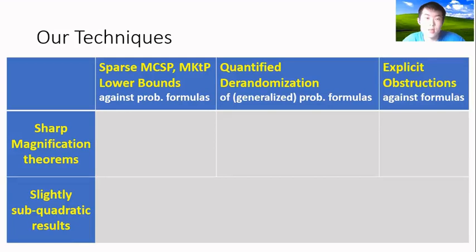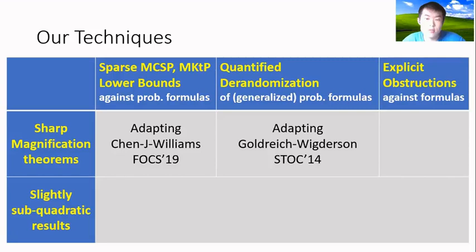Now let's look at our proof techniques. For the first 2 magnification theorems, we adapt the result from previous works. Our proof techniques are similar, but we are looking at different computational models. Instead of looking at circuits or formulas, we look at probabilistic formulas, which allow us to get sharp thresholds. For the magnification theorem of explicit obstructions, our proof uses efficient linear hashing. Now let's look at the proof sketch.